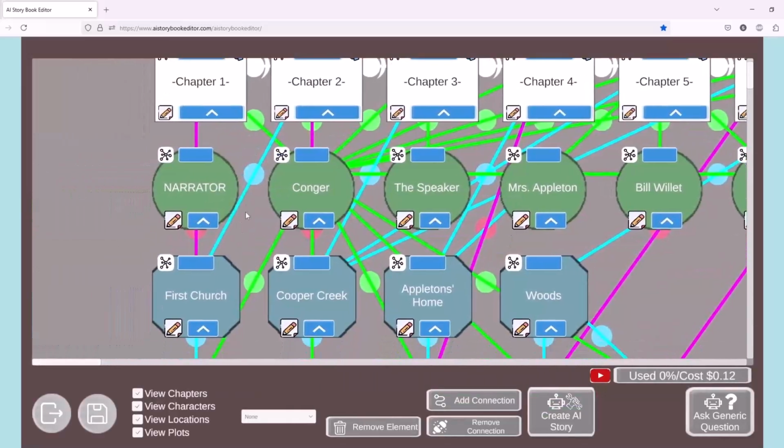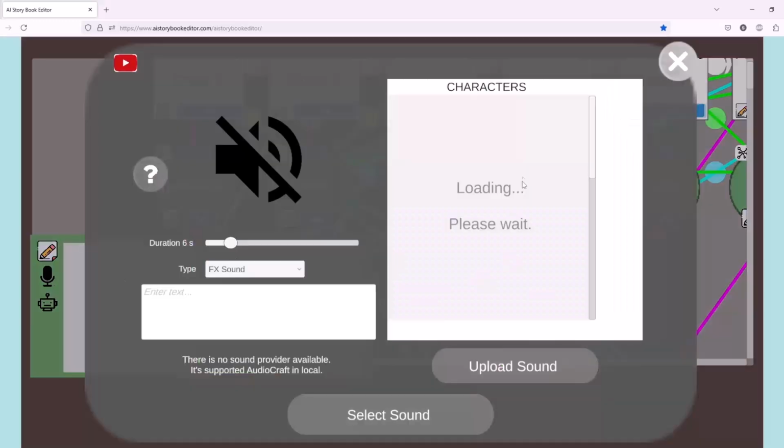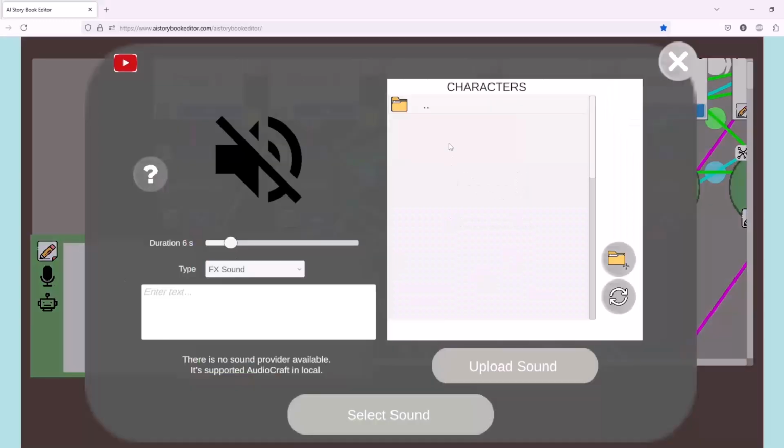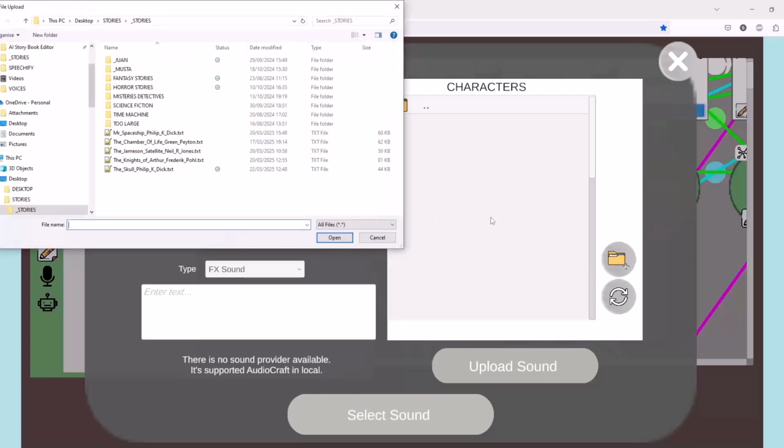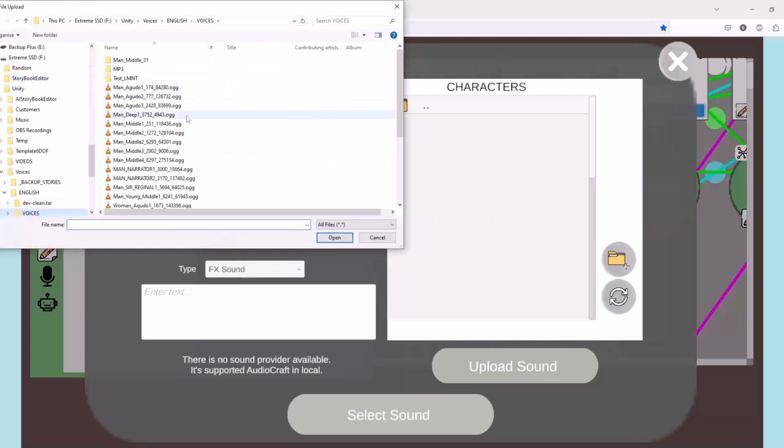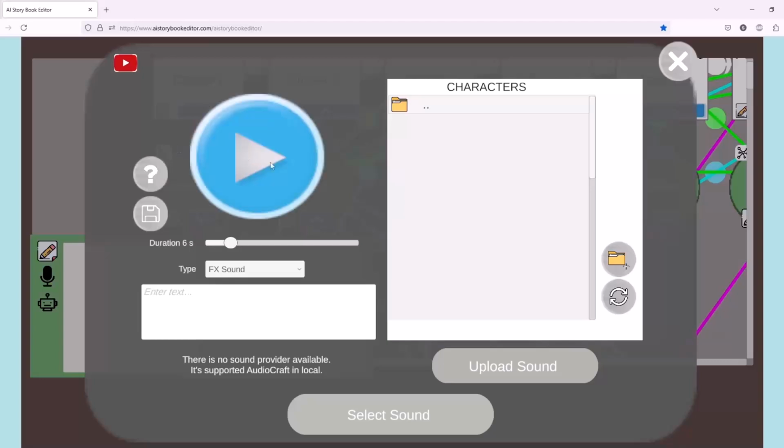So we are going to start with the narrator. We are going to assign a deep voice for the narrator. Okay, so we are going to go with this one. I turn out a worthless fellow. Okay, we are going to go with this voice.